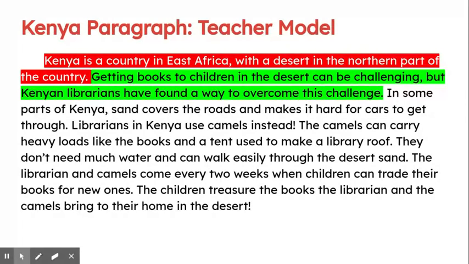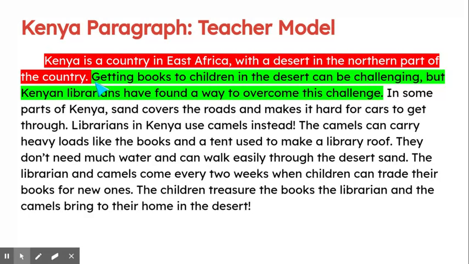Let's look at the first sentence. It's highlighted in red. Kenya is a country in East Africa with a desert in the northern part of the country. This is called my introductory sentence. This is where I introduce my topic or my country to my readers who might not have any background knowledge about it like I do. I'm telling them what it's like in my country and where it is. That could include the climate, geography, and location.